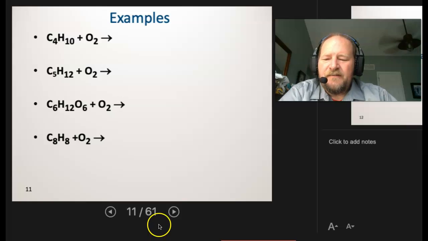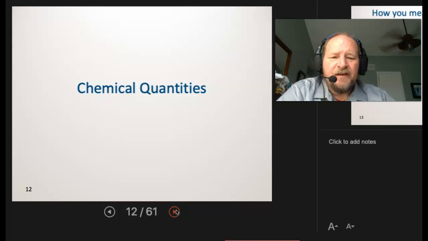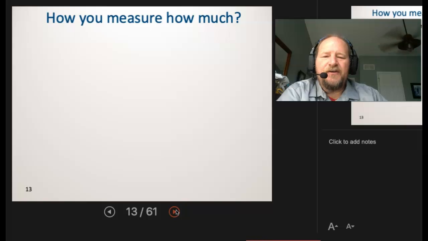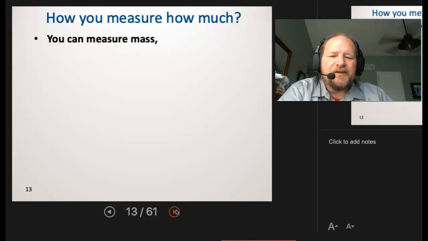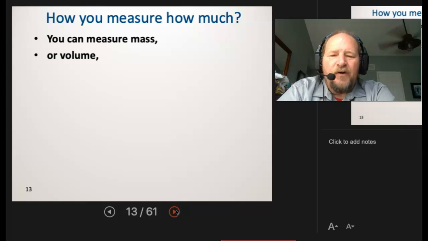All right. The next thing we're going to tackle is chemical quantities. So we're going to introduce you to the mole. Let's see. So how do you measure how much? In other words, if we went into the lab today, are you able to measure mass? And hopefully you're going to say yes. How about volume? And again, you should be able to say yes, right? We've probably used the scale to measure the mass. We've probably used a graduated cylinder to measure volume.